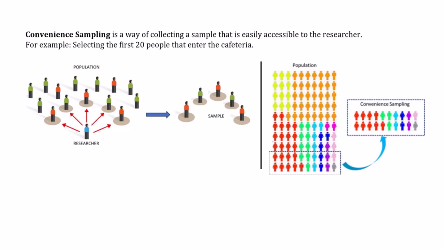But again, it leads to bias because you're not giving every member of that population a chance to be picked because you're just grabbing the first ones that you see. So a key word also that I tell people is if you see the word first in the description, a lot of times that might be a convenient sample. So that would be the sixth type of sampling method that we would cover in this video.